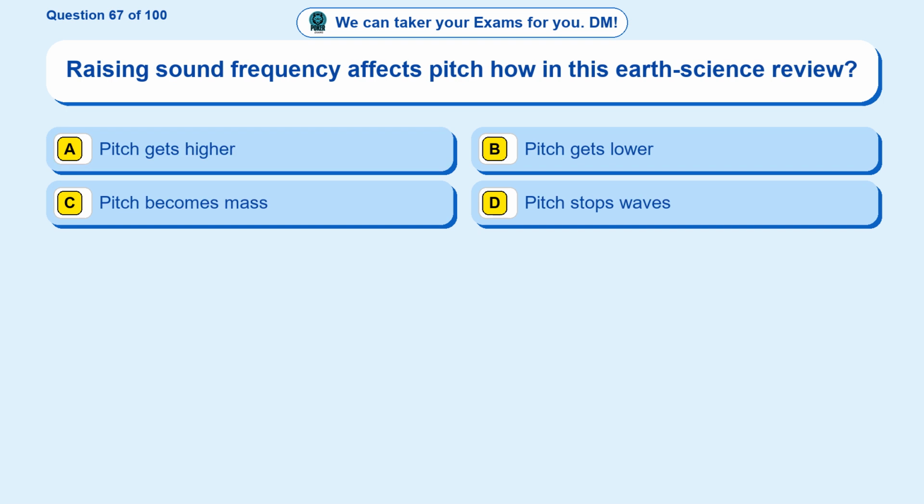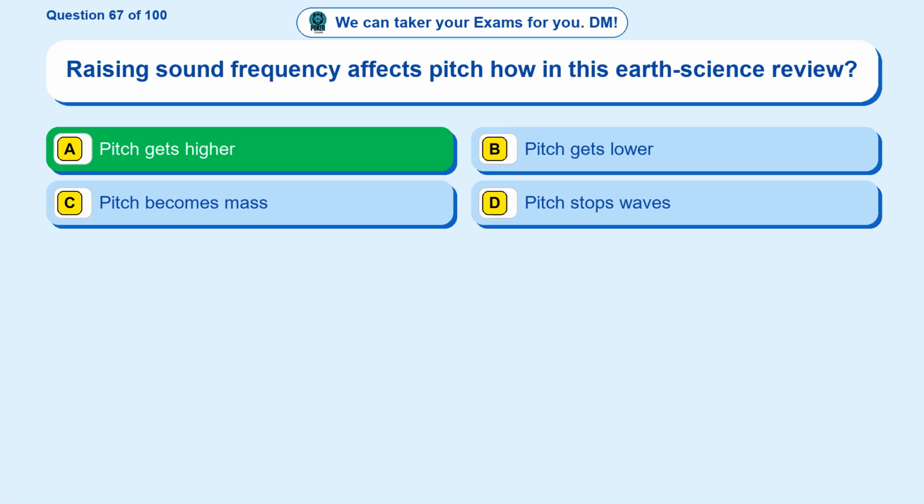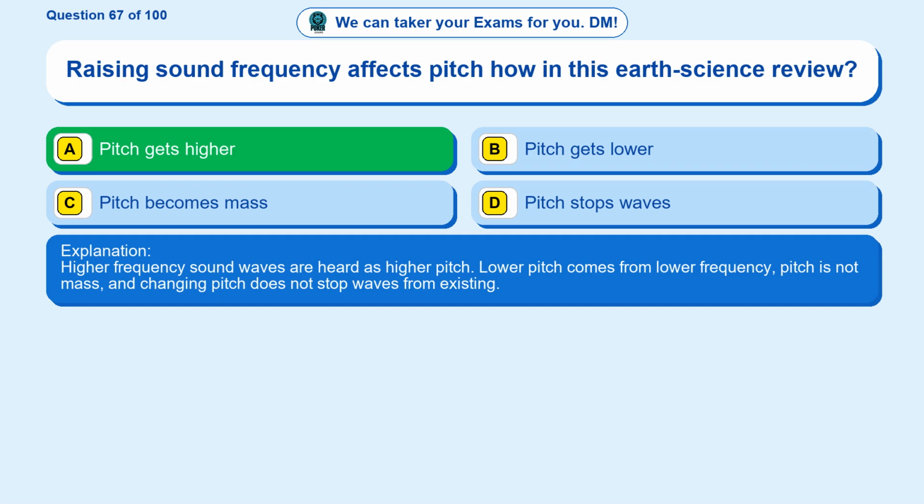Question 67. Raising sound frequency affects pitch how in this Earth Science Review? Option A, pitch gets higher. Option B, pitch gets lower. Option C, pitch becomes mass. Option D, pitch stops waves. The correct answer is option A. Pitch gets higher. Higher frequency sound waves are heard as higher pitch. Lower pitch comes from lower frequency, pitch is not mass, and changing pitch does not stop waves from existing.